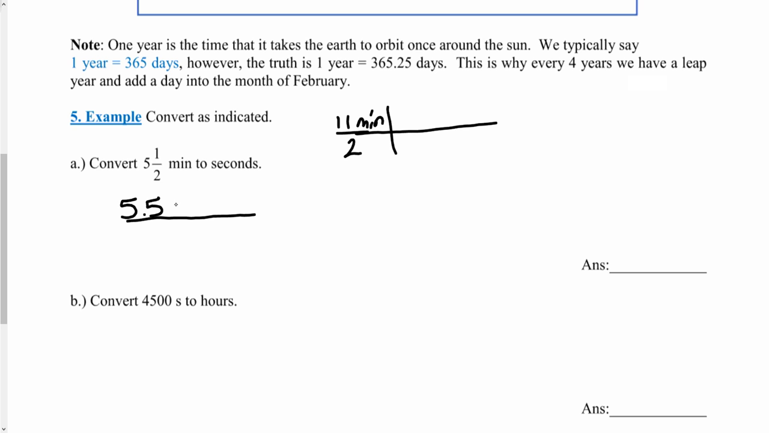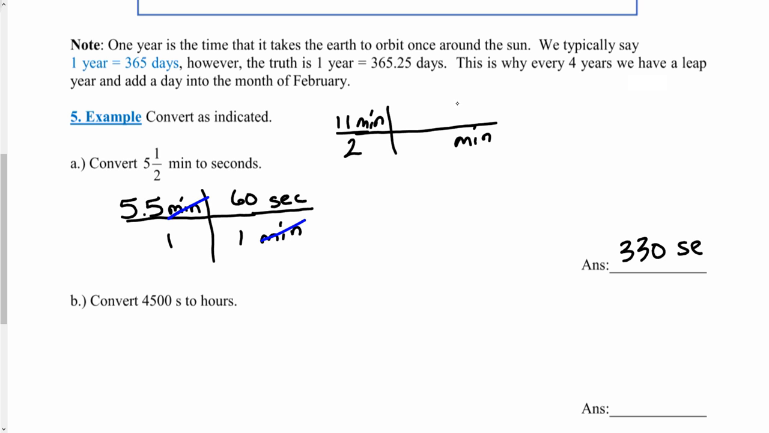So we've got 5.5 minutes over 1, and I'll put minutes on bottom. And there is a nice way to go from minutes to seconds, of course. There are 60 seconds in 1 minute. Then we'll do some canceling. Minutes cancels with minutes, of course. And when we multiply that all out, we should end up getting 330 seconds.